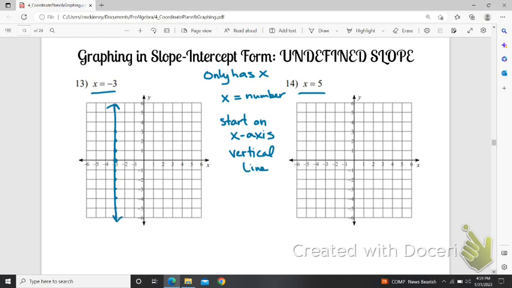So this is the time when we are going to start on the x-axis because there is no y in the equation. And that's when it only has an x.